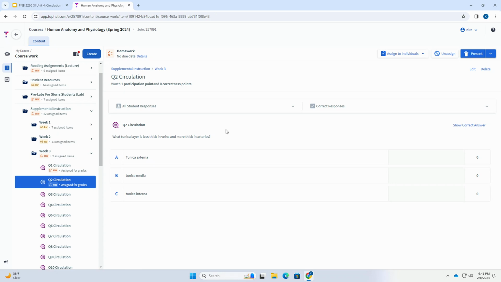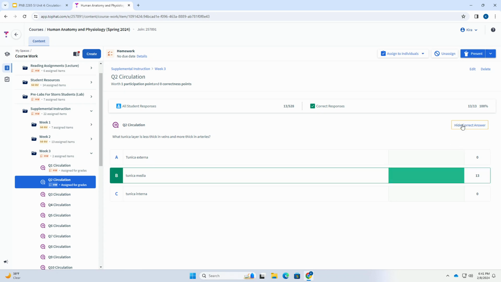What tunica layer is less thick in veins and more thick in arteries? Okay, we've talked about that a lot. The tunica media is thicker in arteries and less thick in veins.